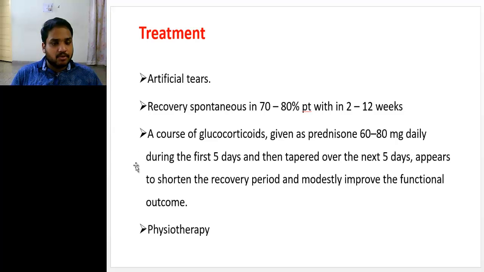So what is the treatment that is given for Bell's palsy? Can give artificial tears, as well as the recovery is usually spontaneous in 70 to 80% of the patients. Within about 2 to 12 weeks the patients recover. And a course of glucocorticoids can be given, that is prednisone, 60 to 80 milligram of prednisone can be given daily during the first 5 days, and then you can taper the dose over the next 5 days, right. So once you give the course of glucocorticoids, the recovery period would shorten, as well as the functional outcome is also improved, right. And physiotherapy is also given for such patients of Bell's palsy, right. So Bell's palsy may be sometimes kept as a short case.